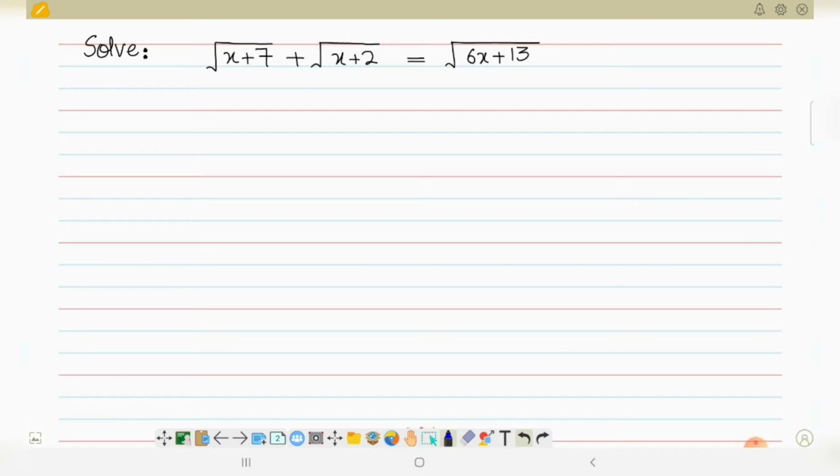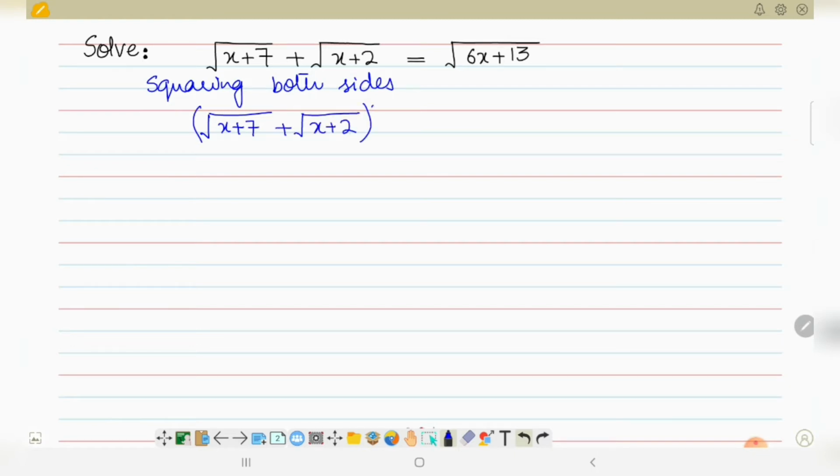Let's solve it further so that we can see whether we'll get an extraneous root or not. Here we have a square root, so we'll take the square on both sides, or we'll write squaring both sides. Squaring both sides, on the left hand side we have square root of x plus 7 plus square root of x plus 2, whole square, and on the right hand side we'll also take the square.